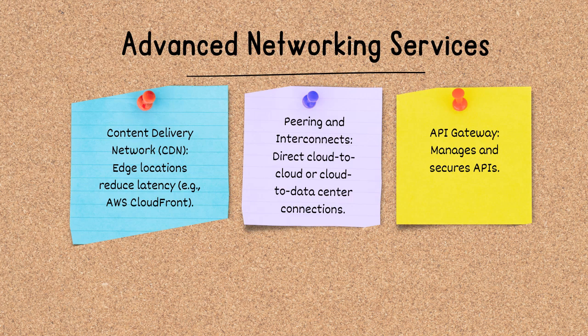Advanced networking services: content delivery network, CDN, with edge locations and reduced latency, and AWS CloudFront, which is an example of a content delivery network. Peering and interconnects, which are direct cloud-to-cloud or cloud-to-data-center connections, and API gateway, which manages and secures the APIs.